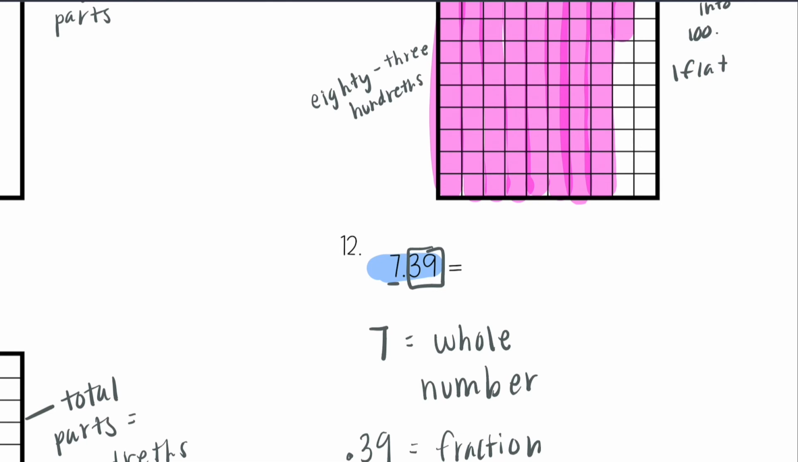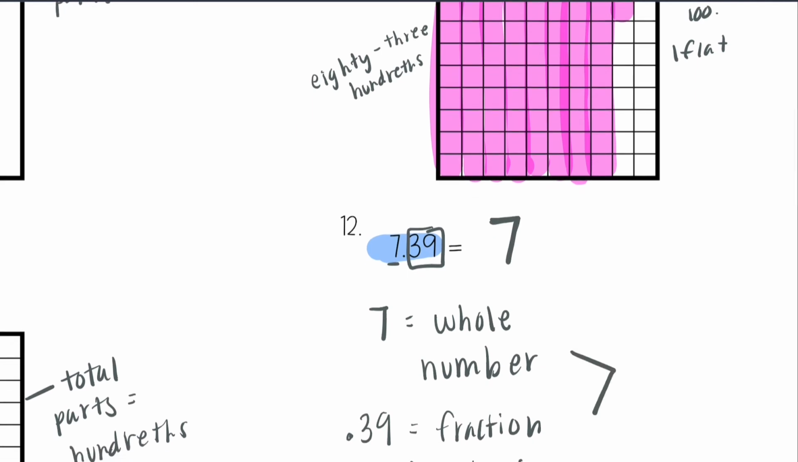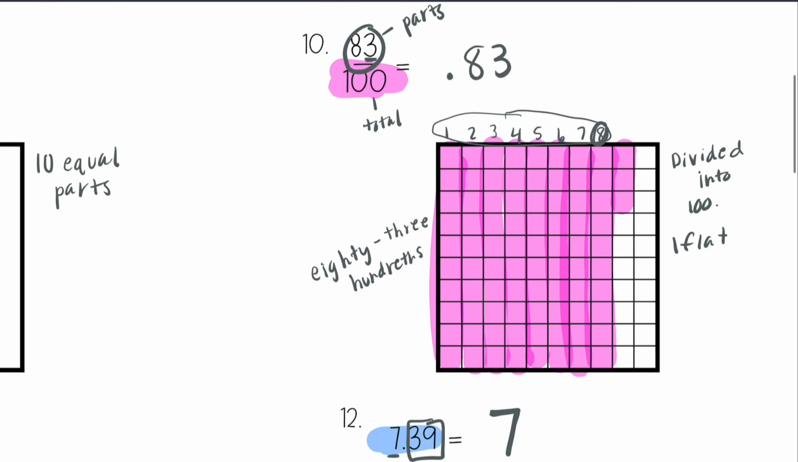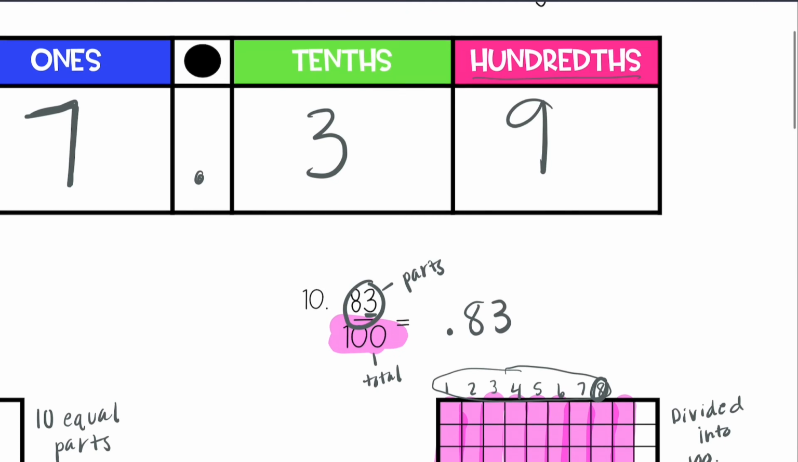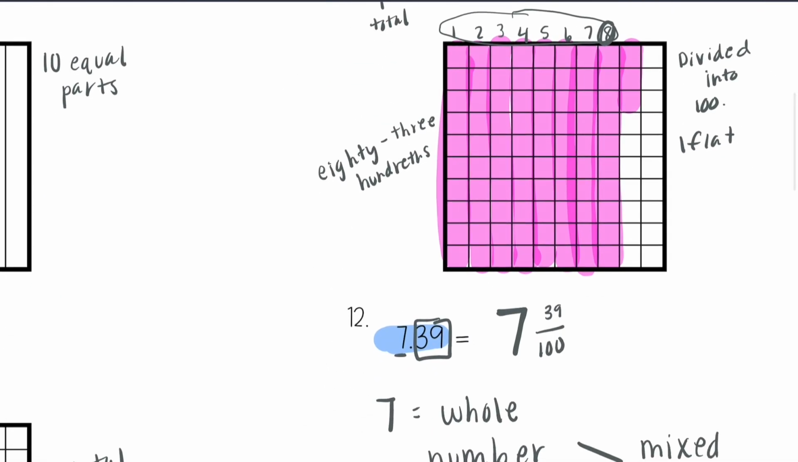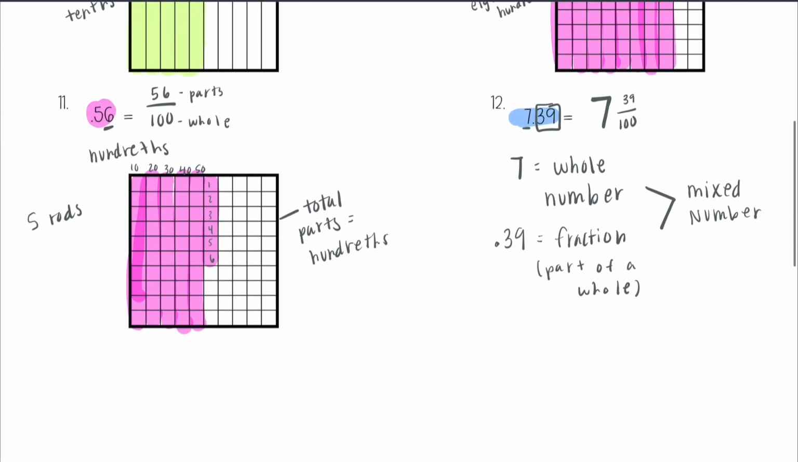So when I have a whole number and a fraction, that creates a certain kind of fraction that we've talked about before. So pause the video and see if you can remember what the fraction's called. I have a whole number and a fraction together. That's called a mixed number. So I've already represented my 7 wholes up at the top in the ones place. So now when I'm looking back at my place value chart, I see 39 ends in the hundredths place. So I know that it's out of hundredths, or I have 100 units. So I'm going to have 39 as my numerator and 100 as my denominator.